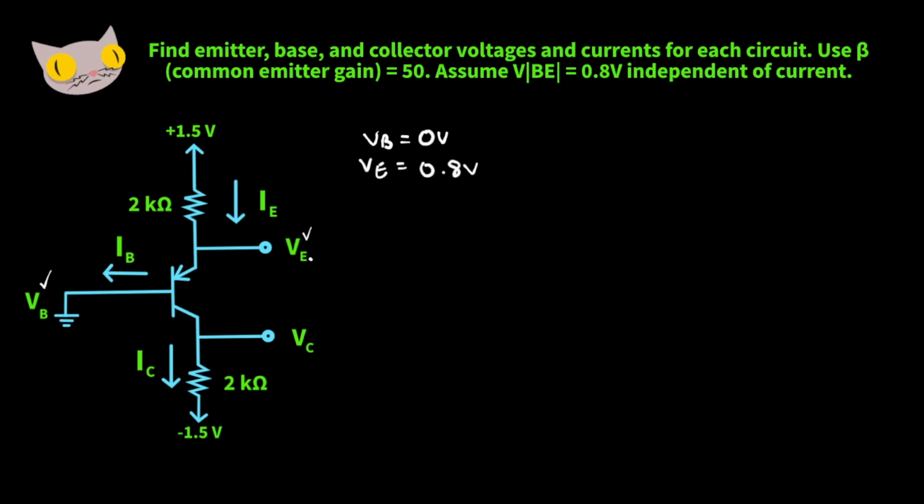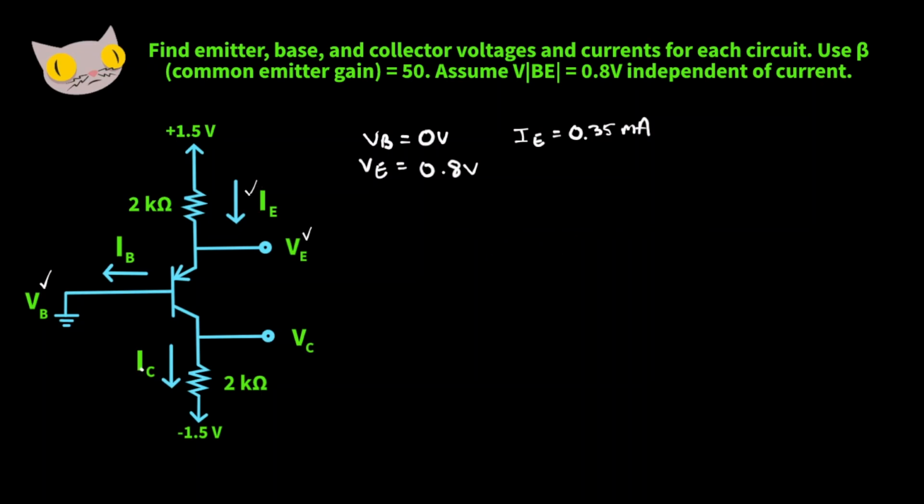So check that off. Now let's find the emitter current. To find that, we're going to need the 1.5 voltage up here minus the emitter voltage, 0.8, and we're going to divide that by this 2K resistor. That should give us a value of about 0.35 milliamps. So we have this.